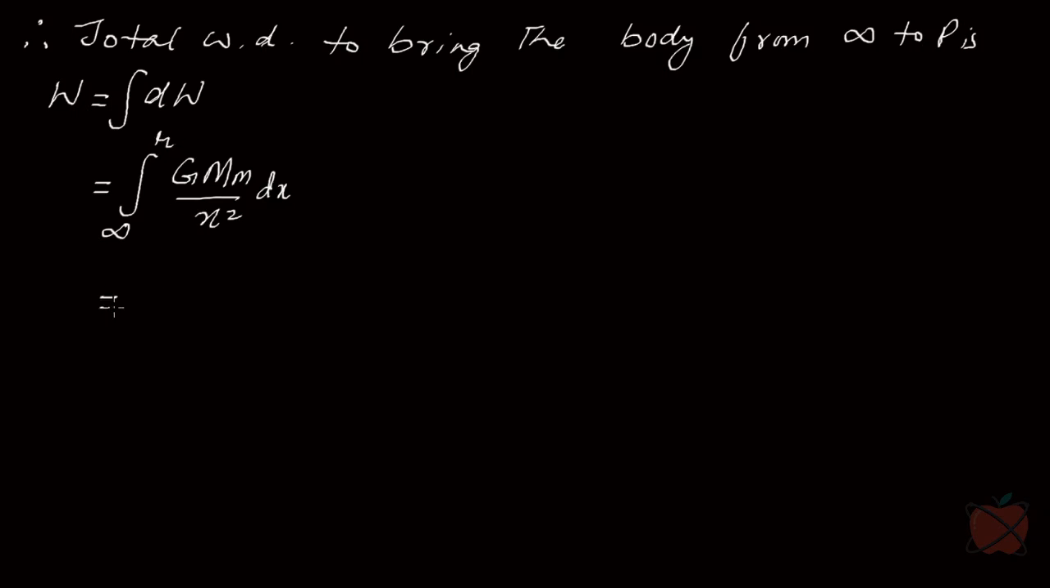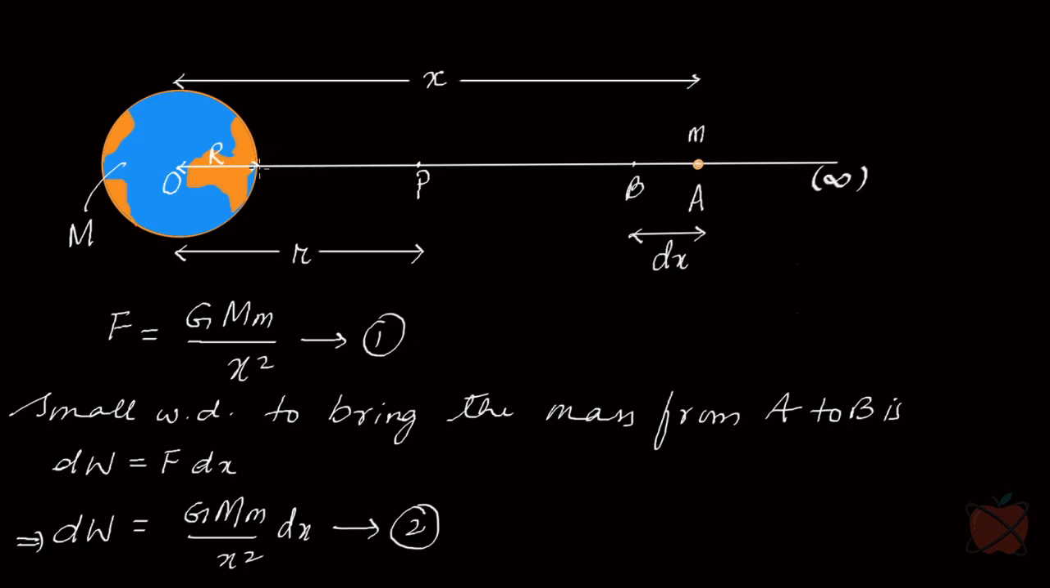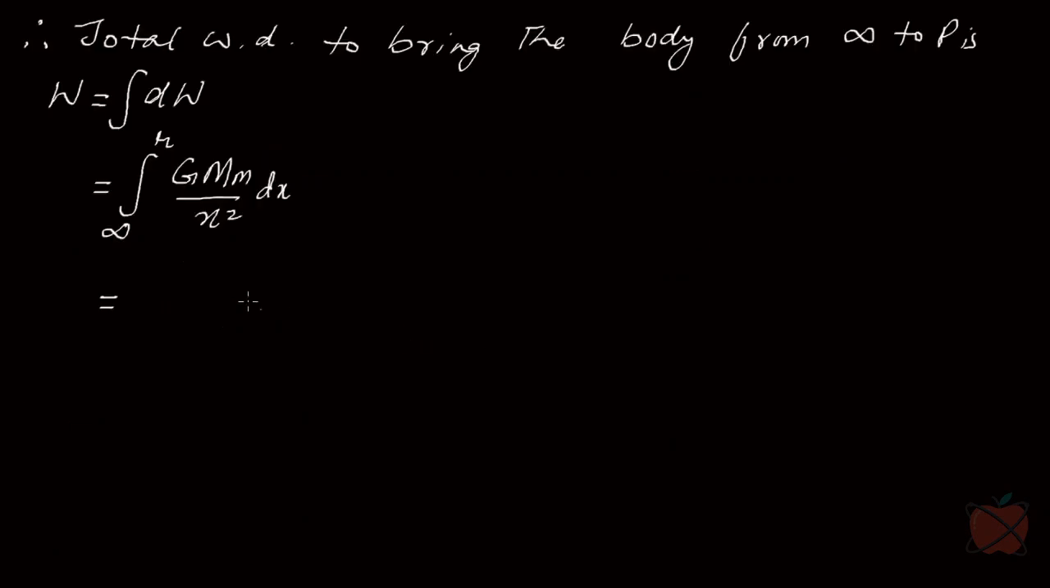Mind you, not capital R, because you're not taking it to the surface. If you take it to the surface, then it would have been capital R, but you're taking it to point P. So here again we perform this integration and we find that this integration is minus G M m by r. So let's call this equation 3.